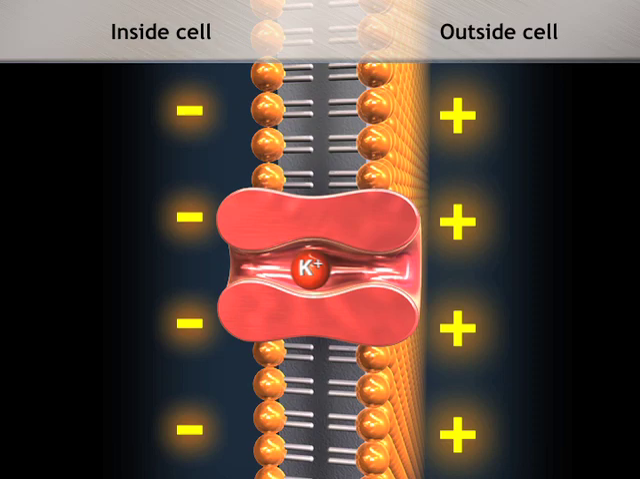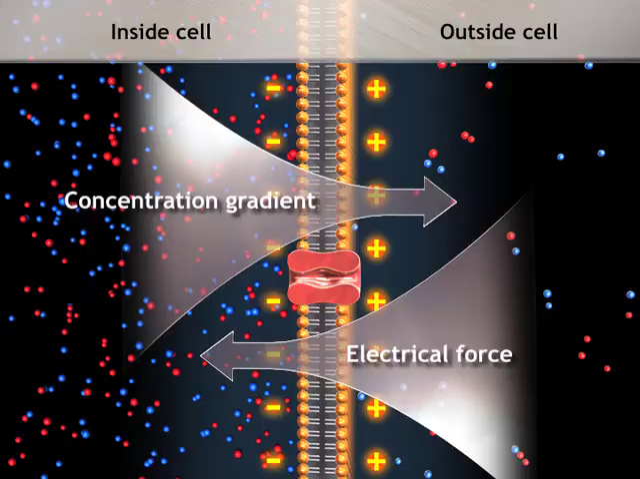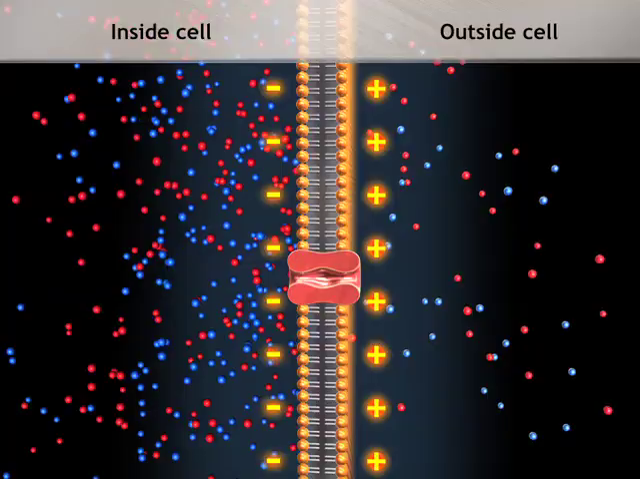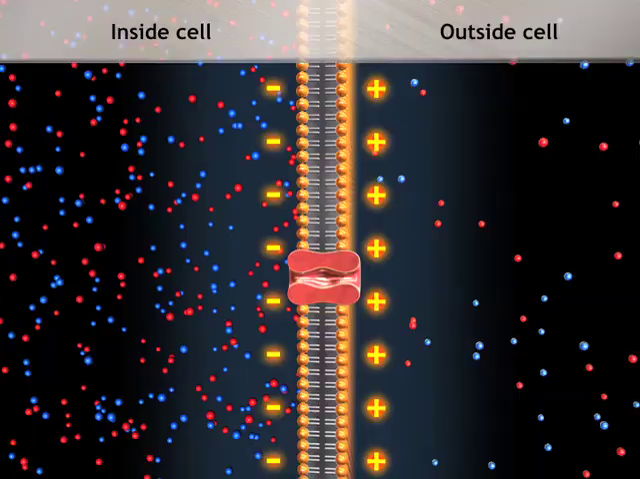This is the equilibrium potential, where electrical and diffusion forces are equal and opposite, and there is no net movement of potassium ions through the channel, despite the concentration gradient. The charge difference between the two sides is the equilibrium potential, and for potassium, this is approximately negative 80 millivolts.